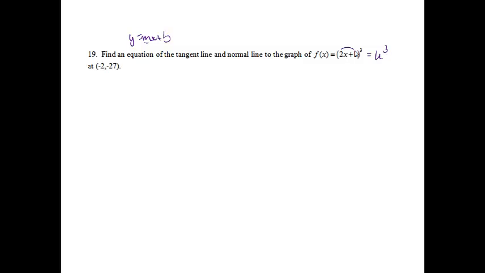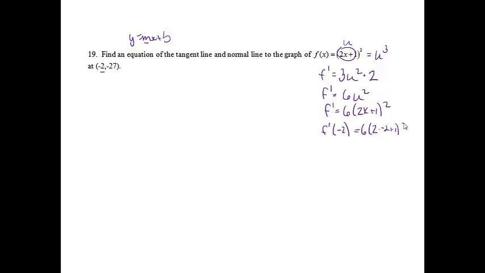So this will be u cubed, this will be my u. When I take the derivative of u cubed, it's going to be 3u squared times the derivative of my u. The derivative of my u would be 2. So that will equal 6u squared. And then just replacing the u, we'll have 6 times the quantity 2x plus 1 squared. I know that x equals negative 2, so now I'm going to plug negative 2 into my derivative. And when I do that, I will get 54. What I have just found is my slope.